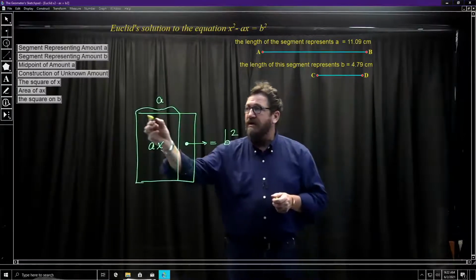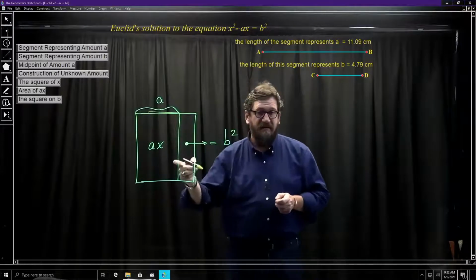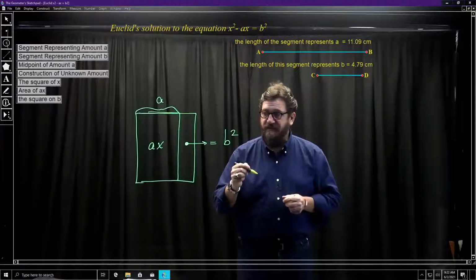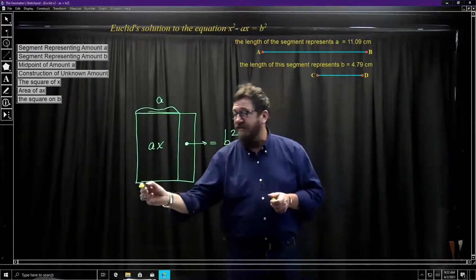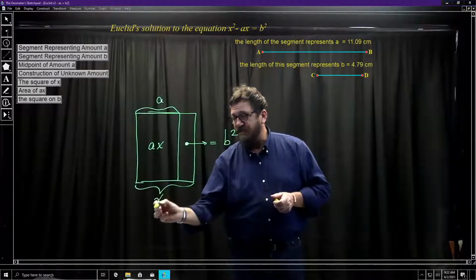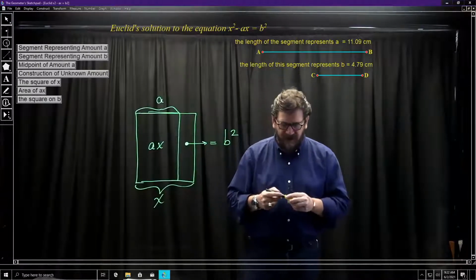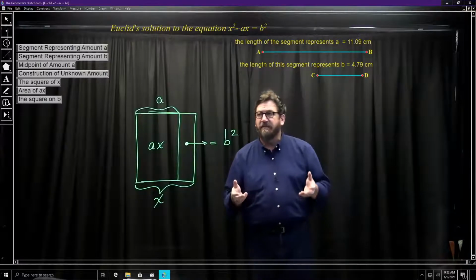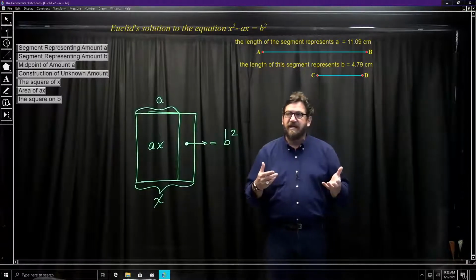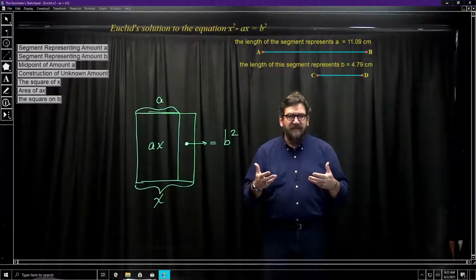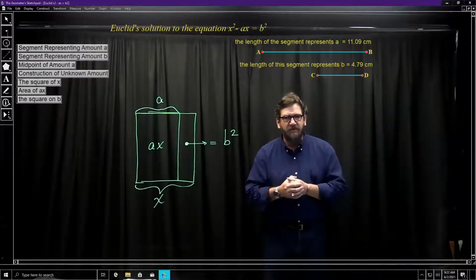So the only thing I know is how wide the rectangle I'm going to rip off is and how big the final square is. The question is, can I find this number, this unknown, to make the square in the first place? This is a very interesting problem, and it's daunting. Let's see what Euclid did with it.